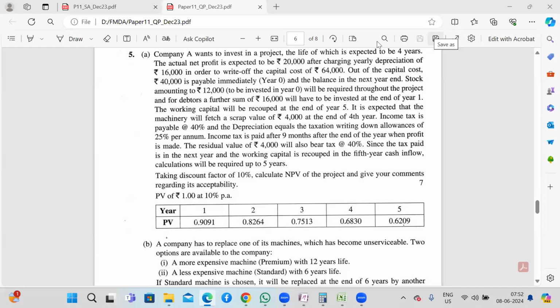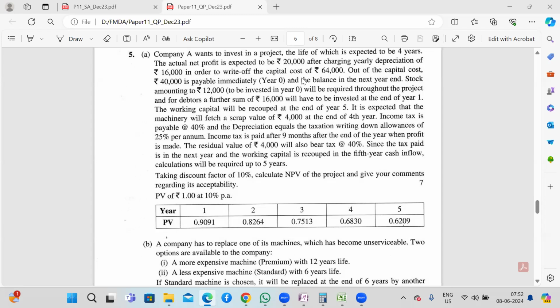So now we are going to 5A. So company A wants to invest in a project, the life of which is expected to be 4 years. So the life of the project is 4 years. So annual net profit is expected to be 20,000 after charging yearly depreciation of 16,000.